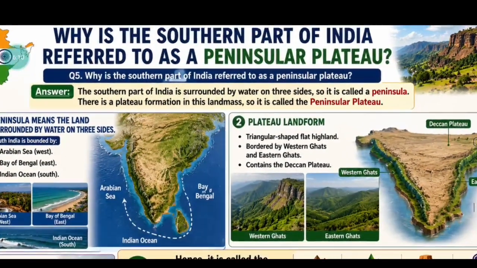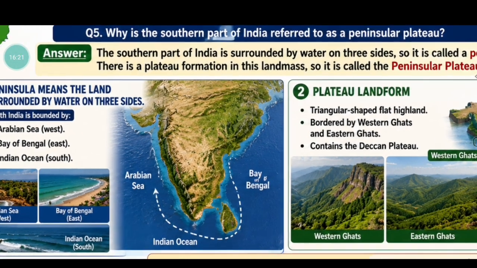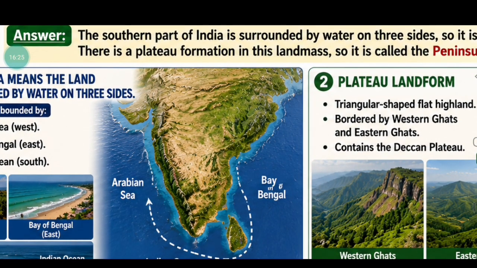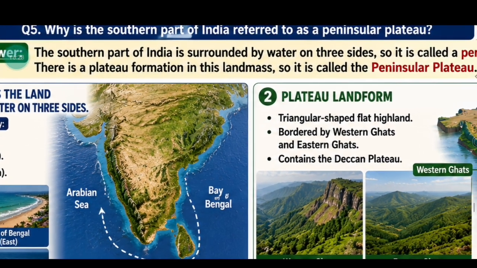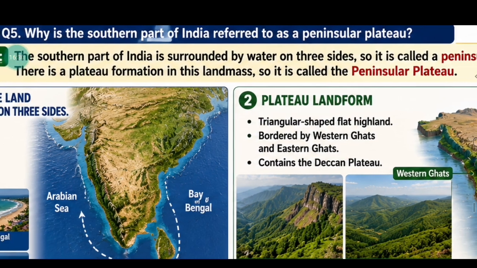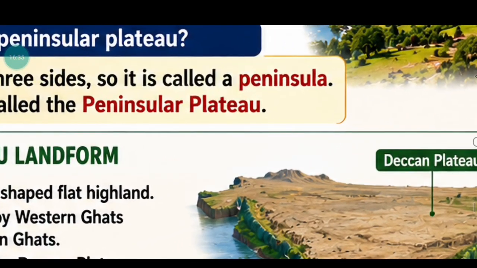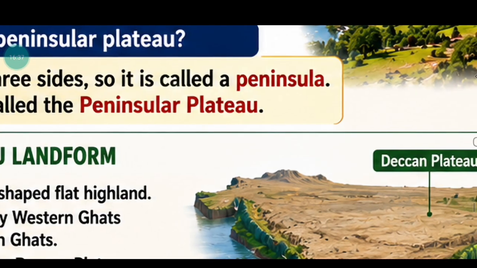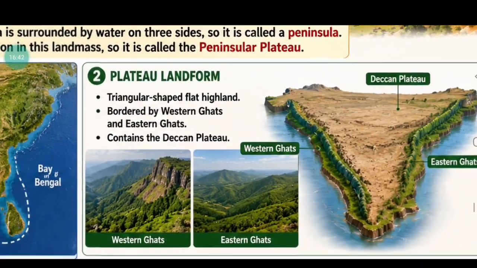Question number 5 is, why is the southern part of India referred to as peninsular plateau? So this is the southern part of India, as you can see here in this image. The southern part of India is surrounded by water on 3 sides. That is why this is called peninsula. Because what is the definition of peninsula? Peninsula is the landmass which is surrounded by water from 3 sides.